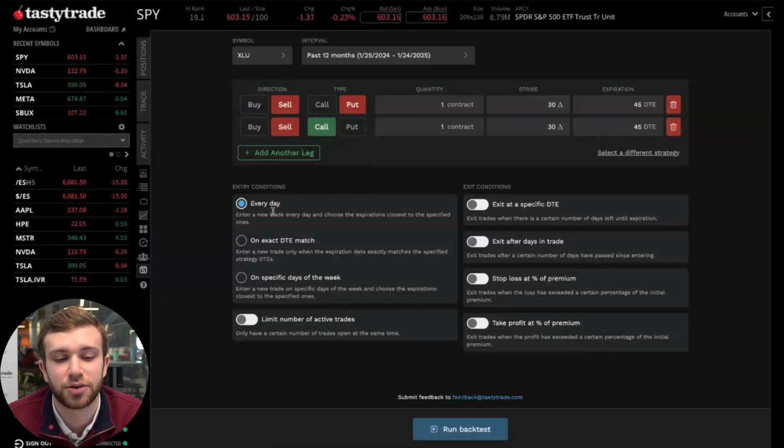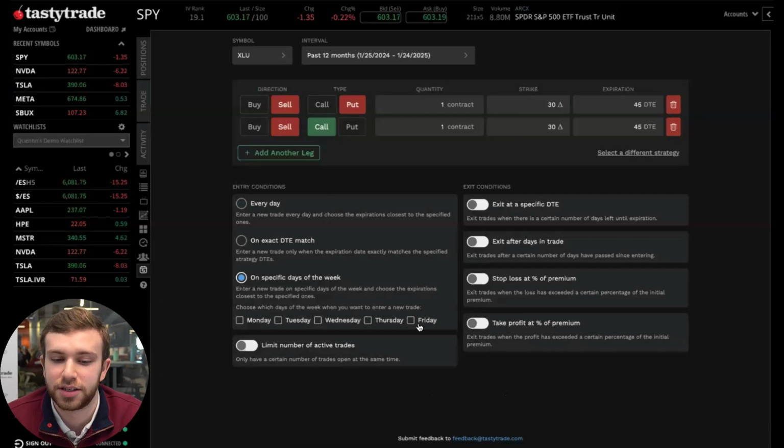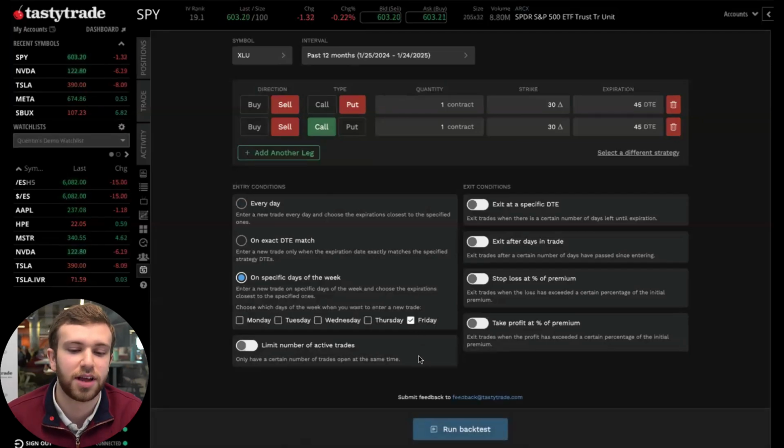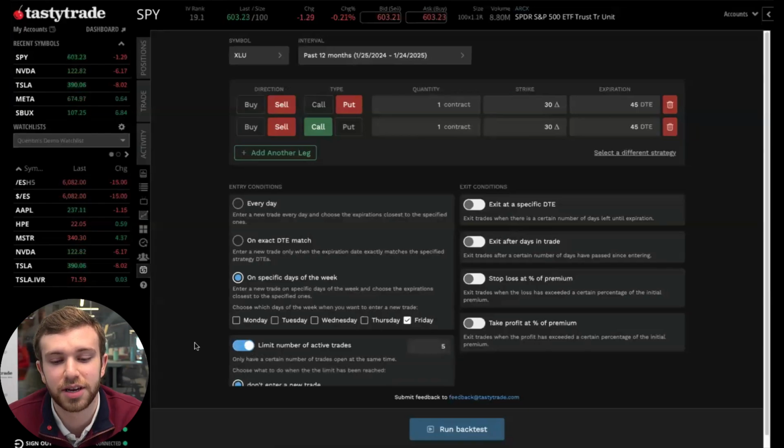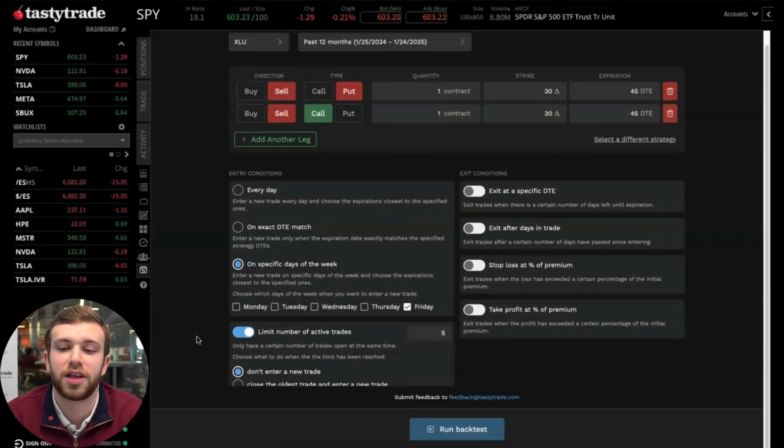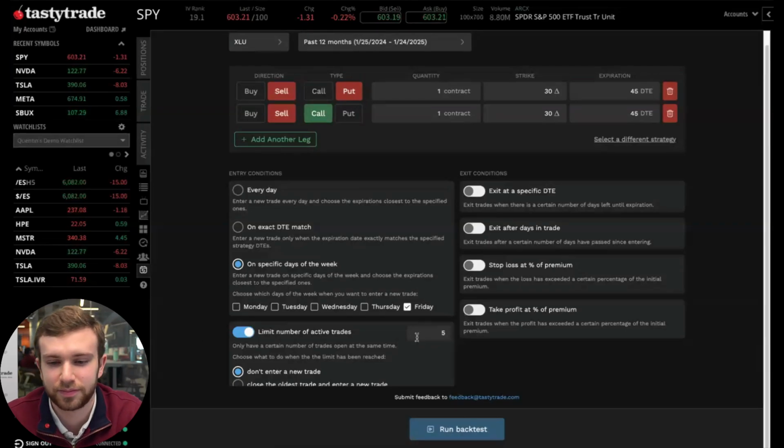So here, instead of entering it every day, we can do something like specific days of the week. Let's say Friday, you get off of work early and this is the day that you want to trade. And we can also limit the number of active trades to something like 5, saying you want to be neutral in XLU for a given amount of time. Excuse me, you can only have so many trades on at one point.